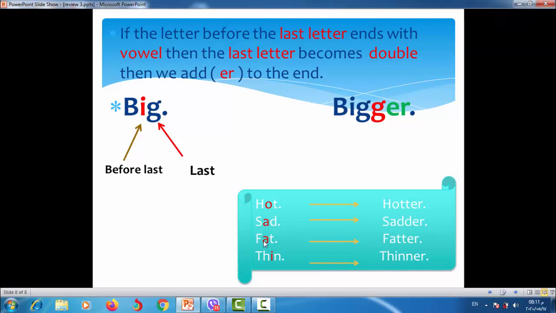Fat, look, fat, A. This one, the last letter, which is T, becomes double, fatter, then we add ER. Thin, look, thin, the letter before the last is a vowel, then the last letter becomes double, then we add ER to the adjective.